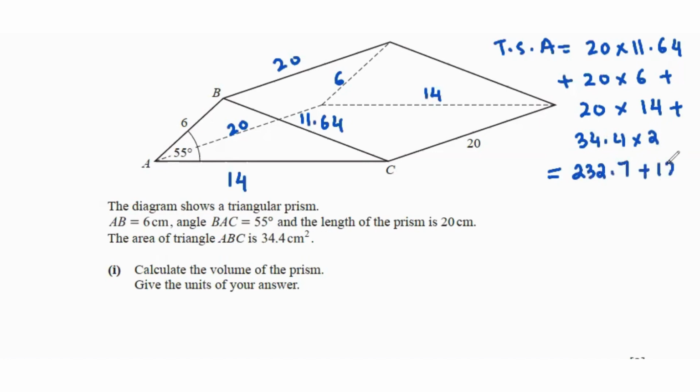232.7 plus 120 plus 280 and plus 68.8, which adds up to a total of 701.5 centimeter square. That is your total surface area.